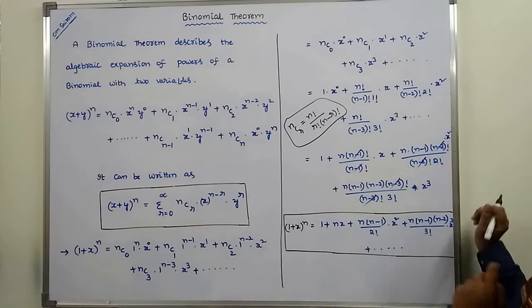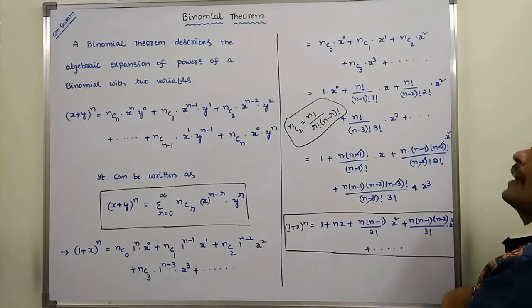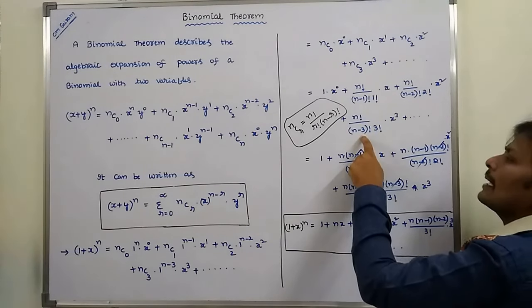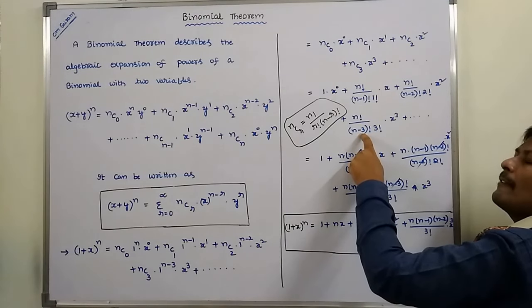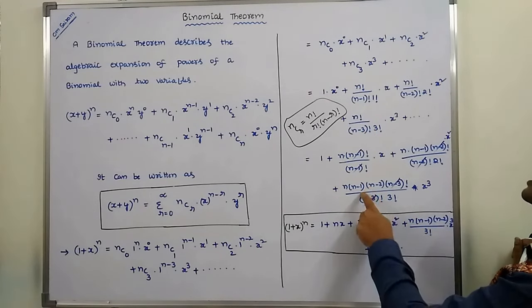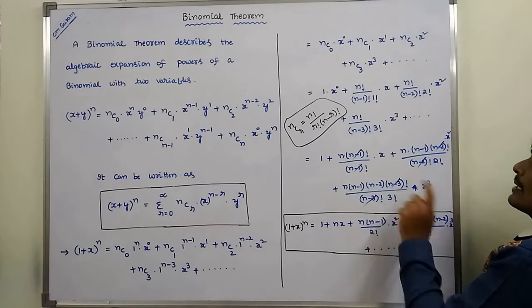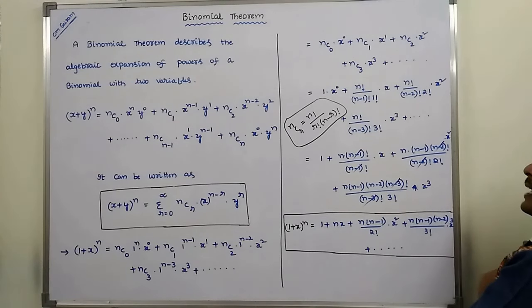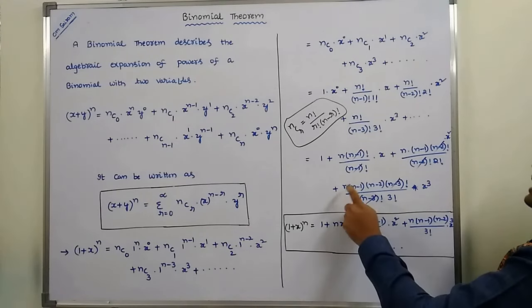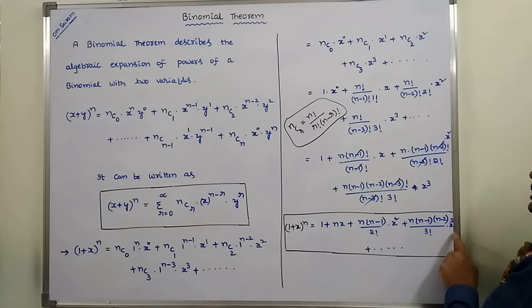Next, the third one: n factorial by (n - 3) factorial into 3 factorial. To cancel the denominator term (n - 3) factorial, n factorial can be written as n into (n - 1) into (n - 2) into (n - 3) factorial. So (n - 3) factorial cancels. The remaining term is n(n - 1)(n - 2) by 3 factorial into x^3.